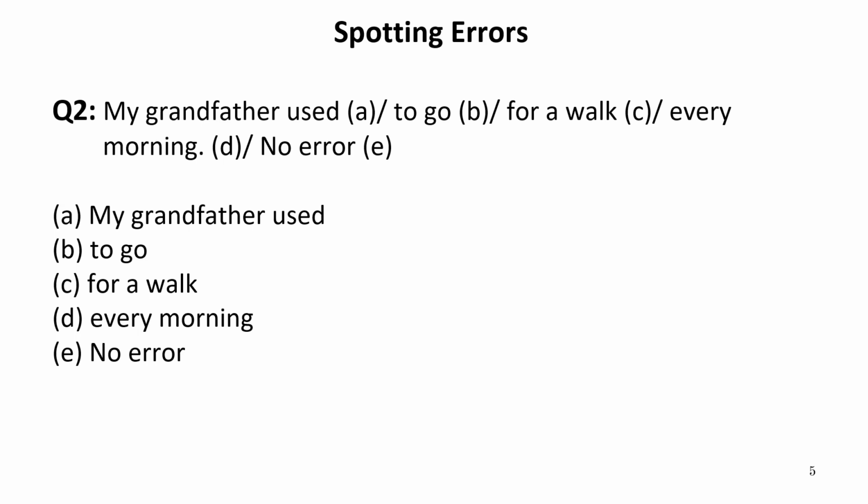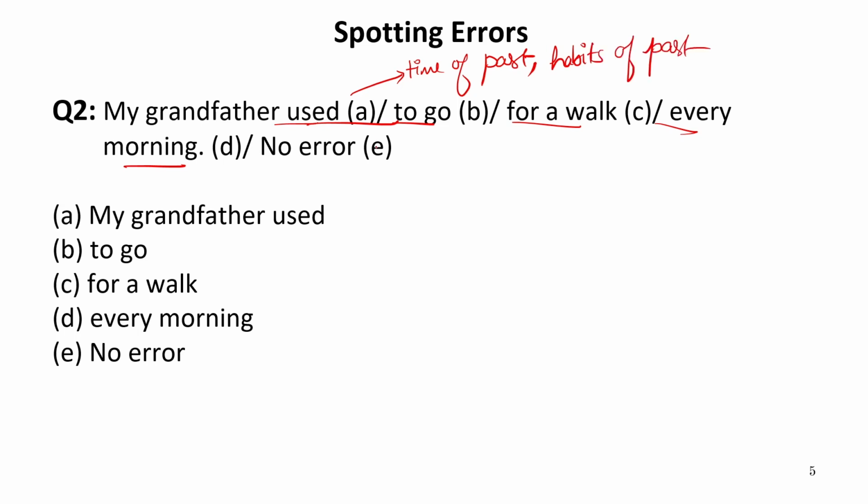Now in these types of sentences, you need not rectify the sentence. You have to just find out that particular part that contains the error. My grandfather used to go for a walk every morning. According to the tenses, we know well that 'used to' shows the time of past, or you can say the habit of past. With 'used to', we show the habits of past time, or the work which we used to do in the past time. So 'my grandfather used to' shows that my grandfather had a habit of going for a walk every morning.